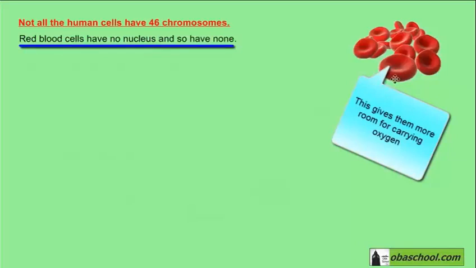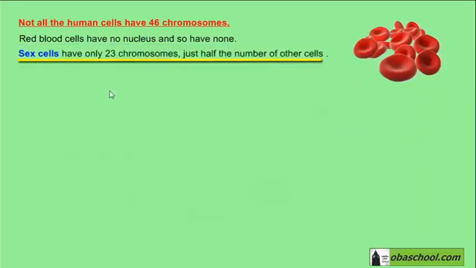If they had to fit a nucleus, they would not be able to carry as much oxygen as they actually do. And sex cells, which are the sperm and the ova, have only 23 chromosomes. They have 23 chromosomes and not 23 pairs. The entire number of chromosomes in the sex cells is 23, which is half the number in the body cells, that is 46. So sex cells have half the number of chromosomes of diploid cells.